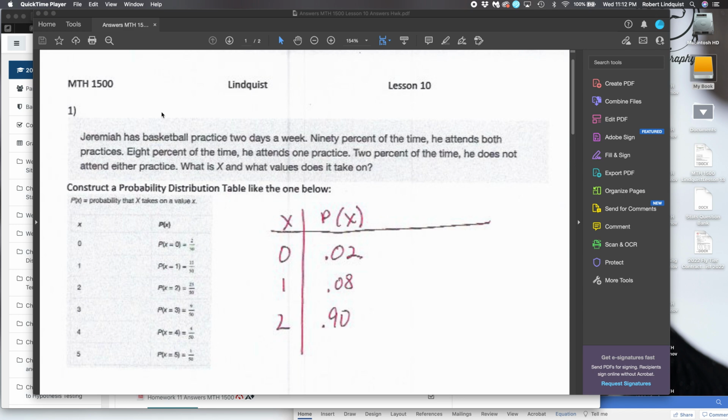Okay, so what I'd like to do is just take a couple of minutes to go over the homework for lesson 10, particularly numbers 3 and 4. But let's start with number 1.